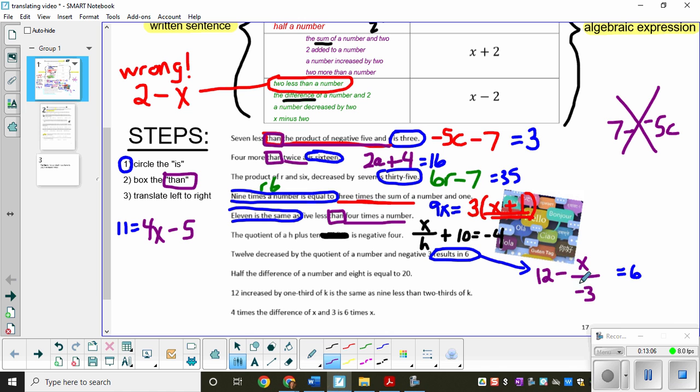Now, some of you might be looking at it and wondering, if I'm subtracting and there's a negative here, should I worry about rewriting it? Eventually, yes, if I were going to have you solve it. But right now, if we're just translating as is, this is good to go.